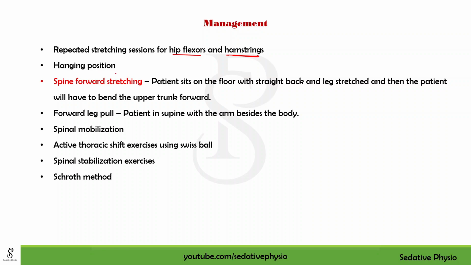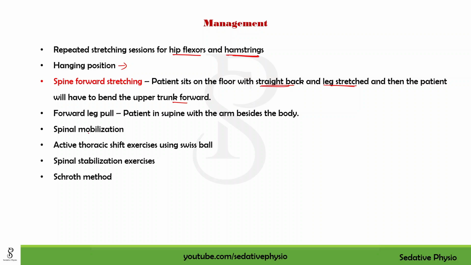Now, the hanging position is also very important. It is very beneficial in patients with scoliosis. The patient sits on the floor with a straight back. First of all, we have to make the patient seated on the floor with the back straight and legs stretched, and the patient will have to bend the upper trunk forward. Something like what we do in the sciatica assessment, the slump test. In the slump test, we make the patient sit, we make the patient's leg forward and we bend the patient's upper trunk forward. So something like that.